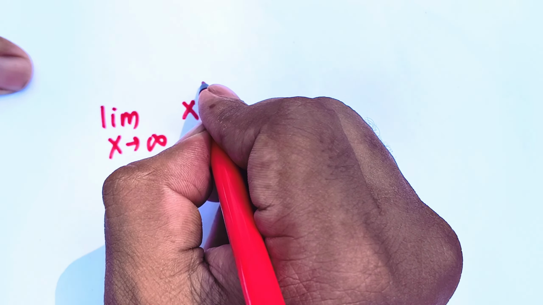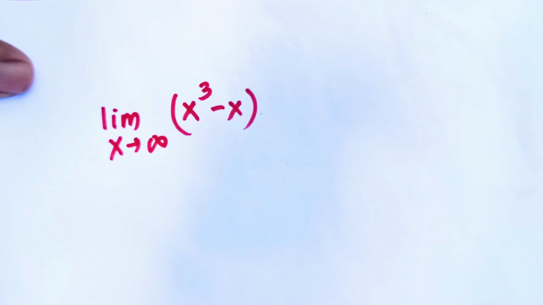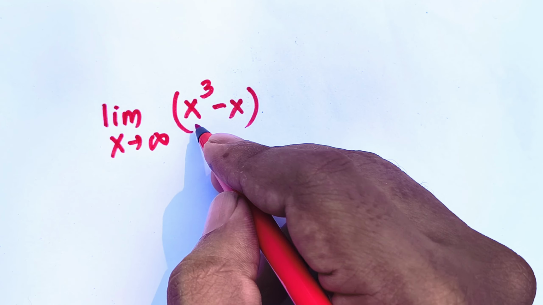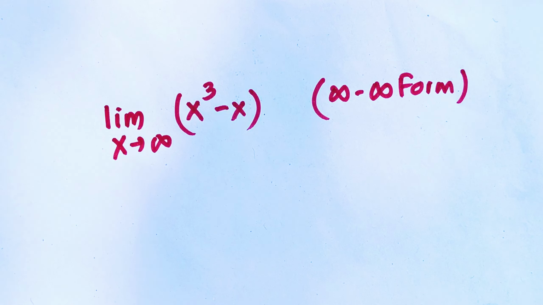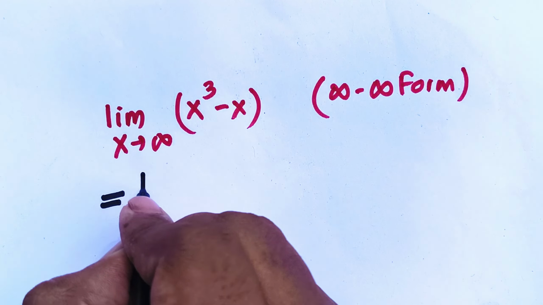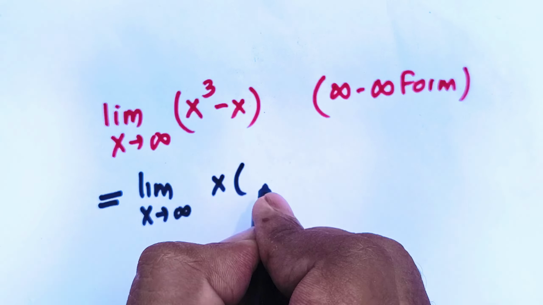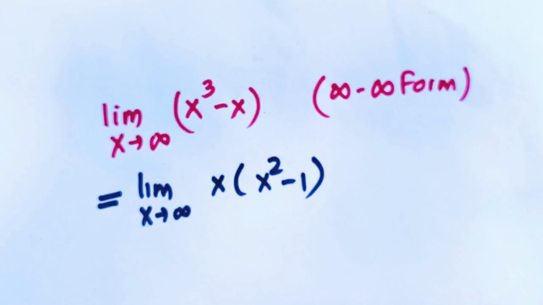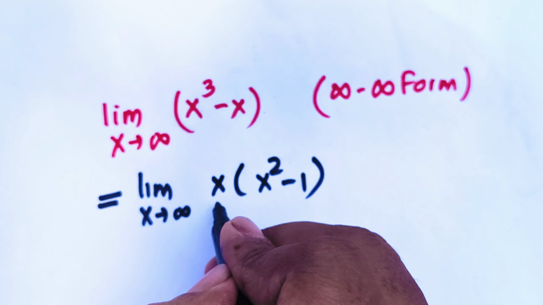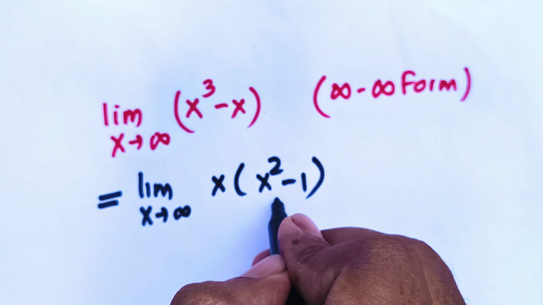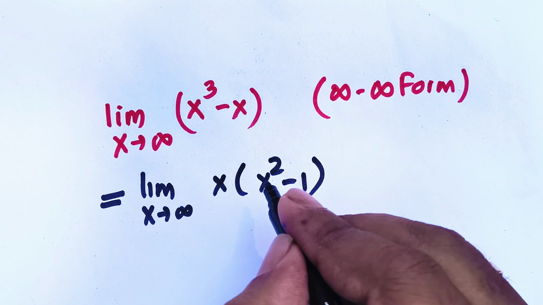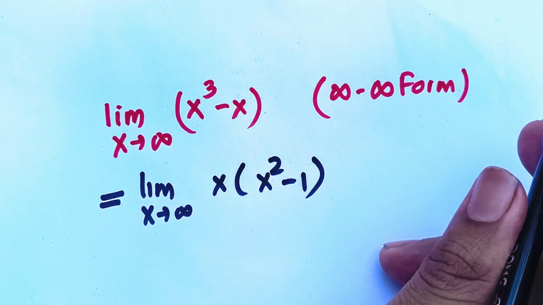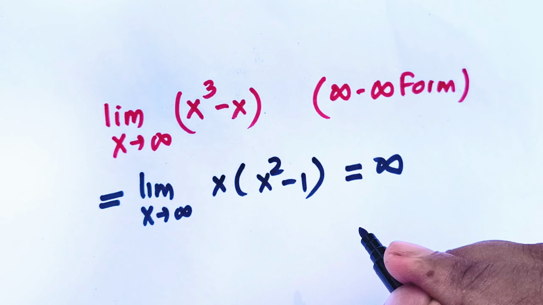Now let's solve the limit when x goes to infinity of the function x cube minus x. When x goes to infinity, x cube goes to infinity, x also goes to infinity. So this is in infinity minus infinity form. What you have to do here, you don't have to apply L'Hopital's rule. Just take the x outside. So you have x times x square minus 1. And when x goes to infinity, this quantity goes to infinity. This quantity also goes to infinity because x square goes to infinity and you are taking out just 1. So this is infinity times infinity, which is not an indeterminate form. Infinity times infinity is infinity.